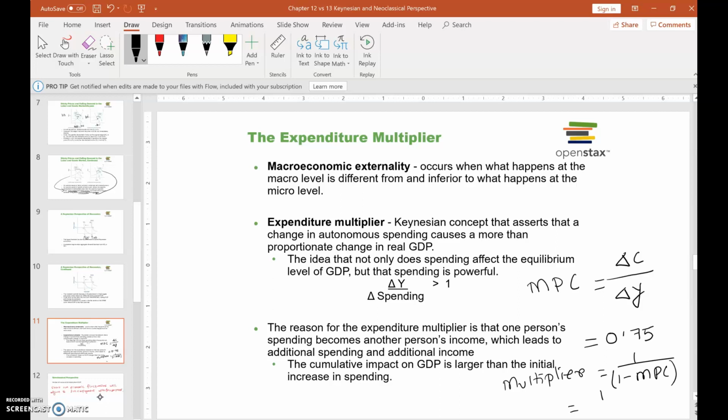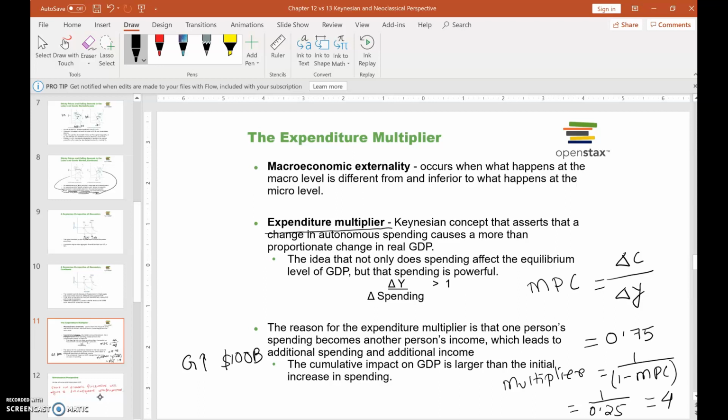So I have 1 over 1 minus 0.75, which is 0.25. So the multiplier is equal to 1 over 0.25. So this is equal to 4. So this is where the expenditure multiplier comes into play.